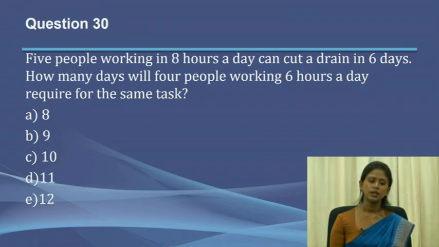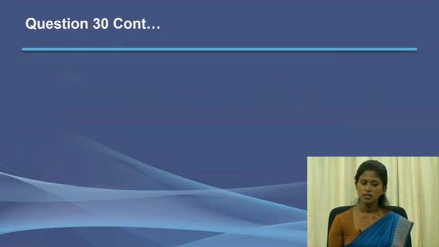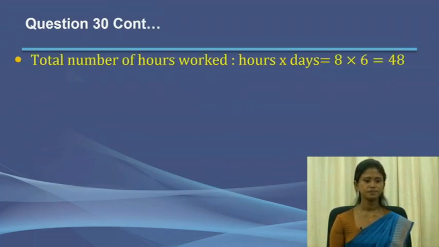In this question, 5 people working 8 hours a day can cut a drain in 6 days. How many days will 4 people working 6 hours a day require for the same task? So this is a man-hour question, right? In this type of question, you can sequentially come to the answer. So let's move on to the answer. The answer is C, 10, and we'll see how we can obtain that answer.